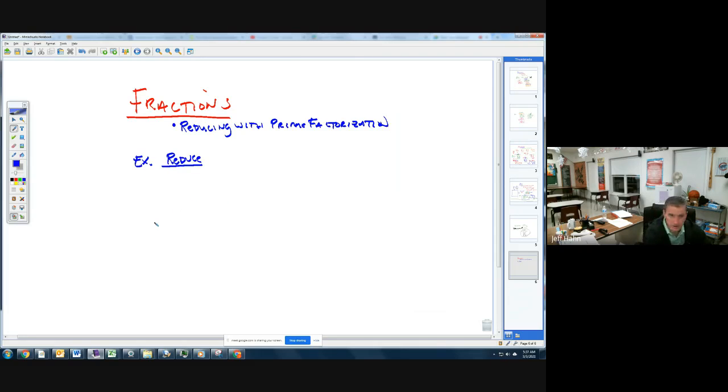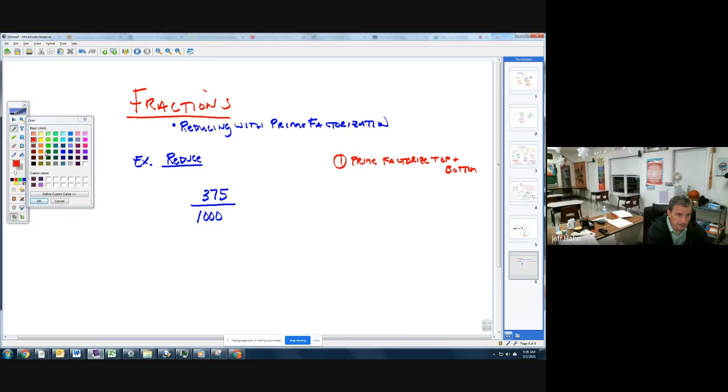So here is the fraction we have: 375 over 1,000. Okay, if I'm supposed to use that, well, step number one, children. Step number one, let's jot it over here, is you need to prime factorize the top and the bottom. Which is kind of goofy. I mean, they're not the easiest ones, at least not the top one there.